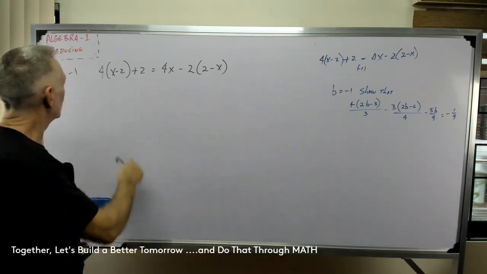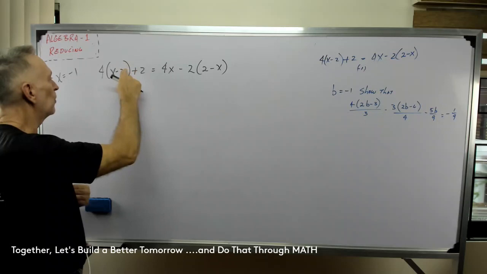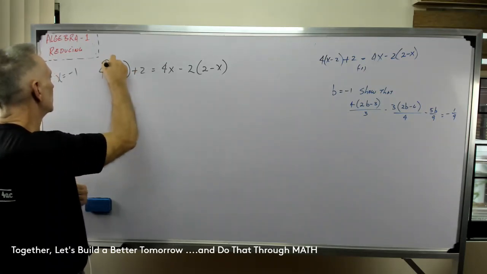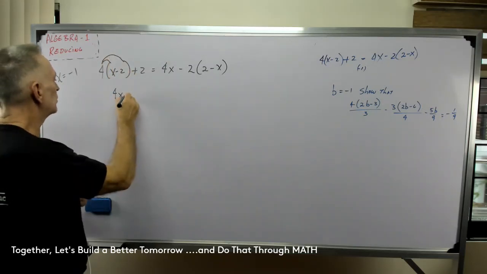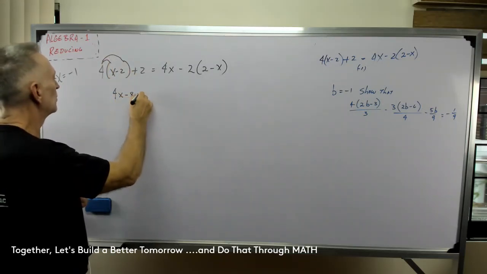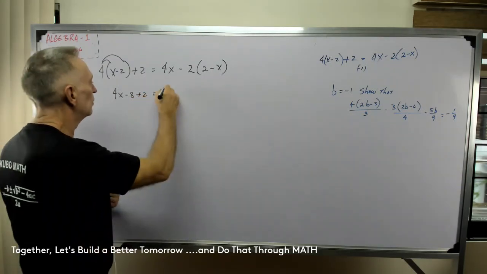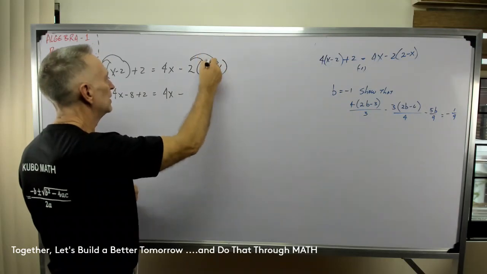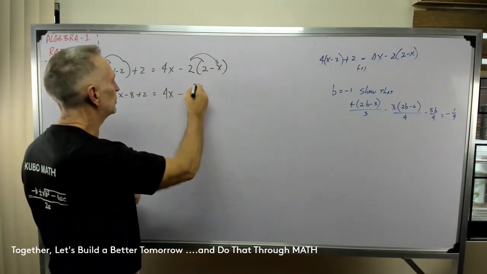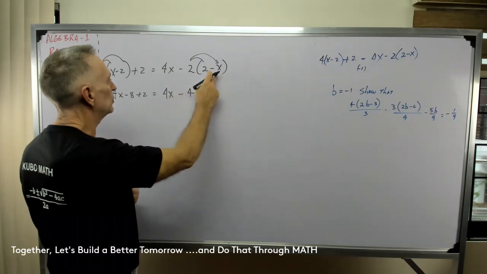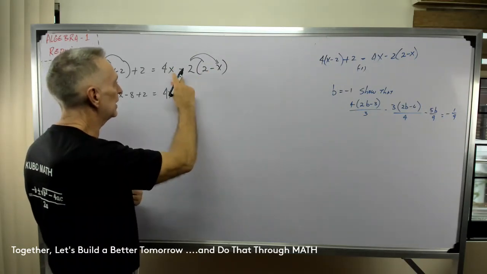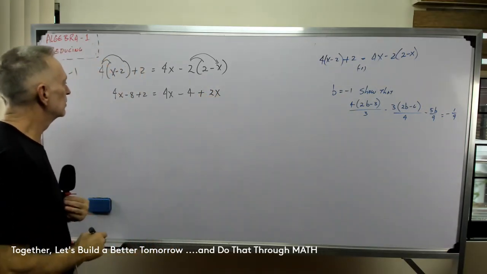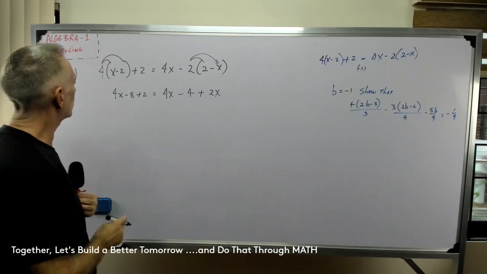Whoa. Okay, we can distribute the 4 to the inside. So that's 4 times x minus 4 times 2. 4 times 2 is 8. Plus 2 equals 4x minus, distribute the 2 to the inside. So -2 times 2 is -4. -2 times -x. Negative times negative is positive. 2 times x, 2x. All right, let's collect some terms here.